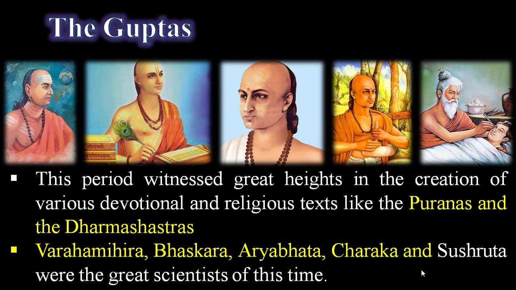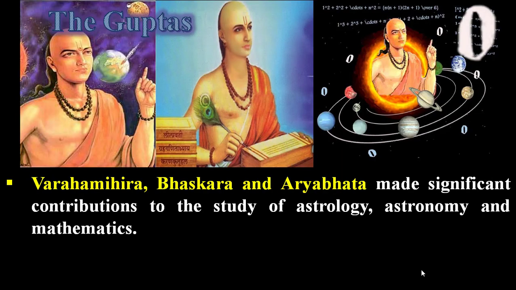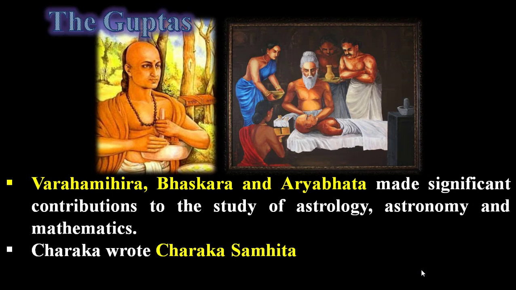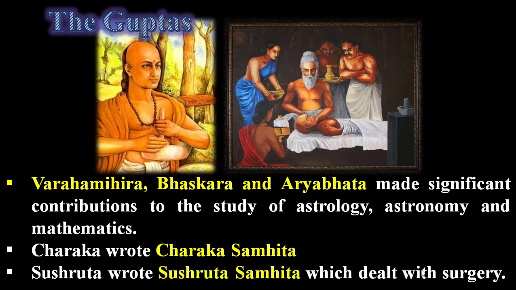Among those, Varahamihira, Bhaskara, Aryabhata, Charaka and Sushruta were the great scientists of this time. Varahamihira, Bhaskara and Aryabhata made a significant contribution to the study of astrology, astronomy and mathematics. Charaka wrote the Charaka Samhita. Sushruta wrote the Sushruta Samhita, which dealt with surgery. These were some of the scientists of the Gupta period.